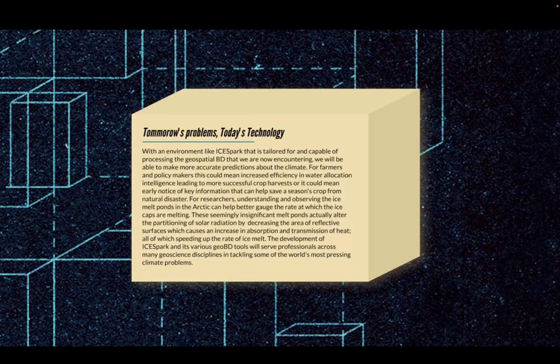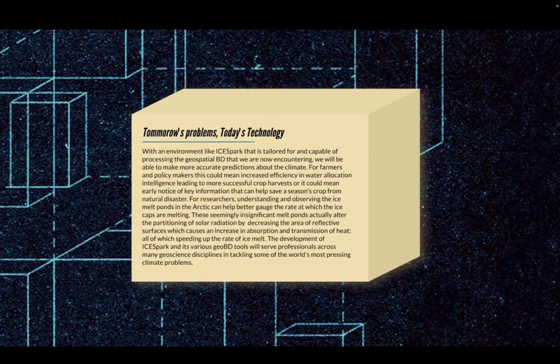Tomorrow's problems with today's technology. With an environment like ICESpark that is tailored for and capable of processing the geospatial big data that we're now encountering, we will be able to make more accurate predictions about the climate in the future. For farmers and policymakers, this could mean increased efficiency in water allocation intelligence, leading to more successful crop harvests, or it could mean earlier notice of key information that can save a season's crop from natural disasters.